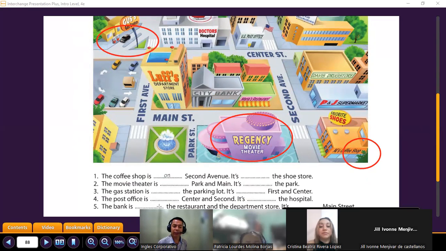El banco ya no lo vamos a hacer porque ya no se alcanza a ver. Okay, the post office. Where is the post office, class? The post office. On the corner of Center and Second. Let me see. On the corner of Center Street and Second Avenue. Permítame que aquí tengo algo que no me deja ver. On the corner of Center Street and Second Avenue. Correct. On the corner, right? The post office is on the corner of Center and Second. Uh-huh. And the hospital, say it's? Is next to the hospital. Nice. Congratulations. Yes. I like it, right?